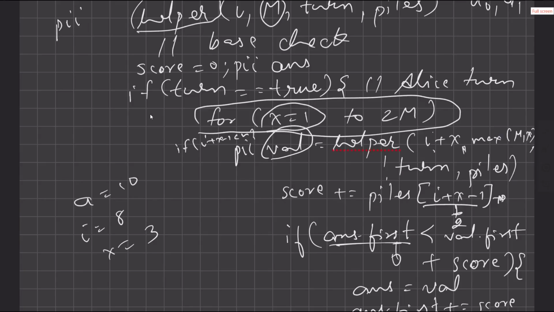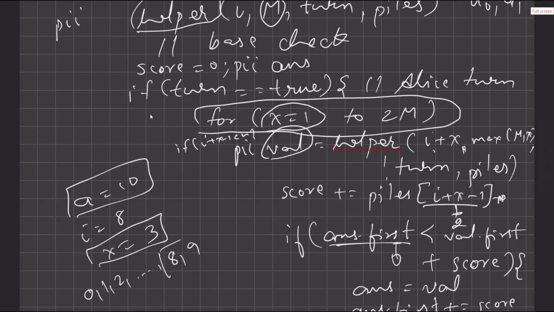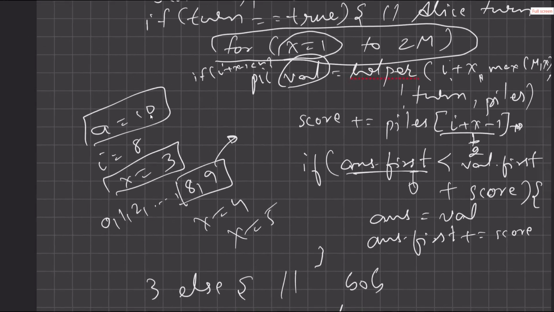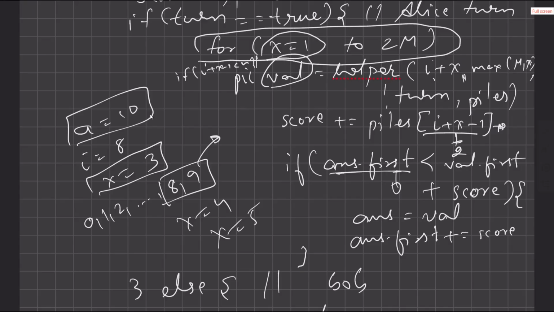So since array is 10, you have 0, 1, 2 up to 8, 9, this many elements, but you're trying to choose 3 elements starting from I, which is not possible. So if it is not possible, then x is equal to 4 will also not be possible, x is equal to 5 will also not be possible. So in that case we have to break. So this I'll be showing you in code. So let's go to the VS Code and try to solve the problem.